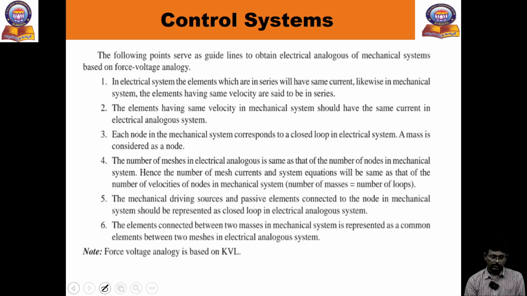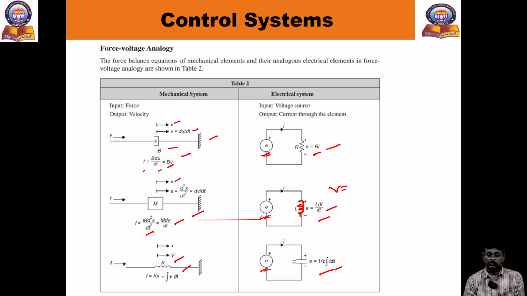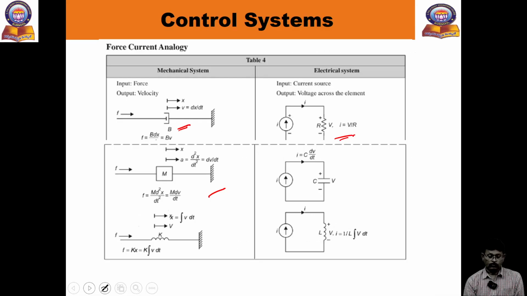In the force-voltage analogy, the dashpot is equal to a resistor. In the same way, in the force-current analogy, the dashpot is equal to a resistor. There is no change. The change is only in the next two cases. Here mass is equivalent to the capacitor, whereas in the previous case, the force-voltage analogy, mass was equivalent to the inductor. In this case, the spring constant is equal to the inductor, whereas in the force-voltage analogy, the spring constant was equal to the capacitor. So these two are interchanged.